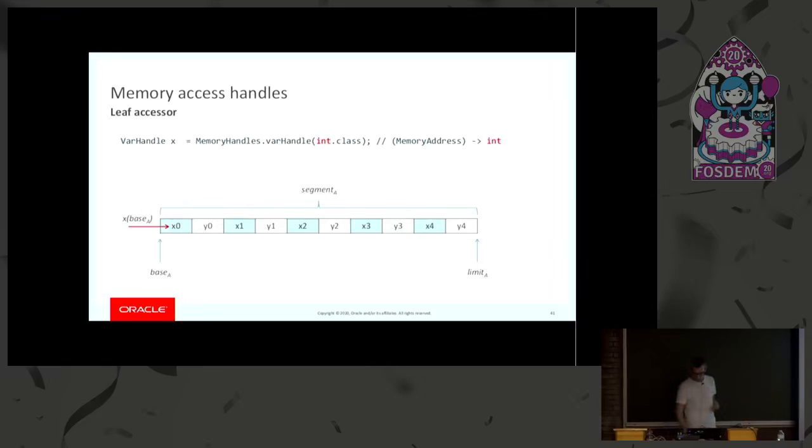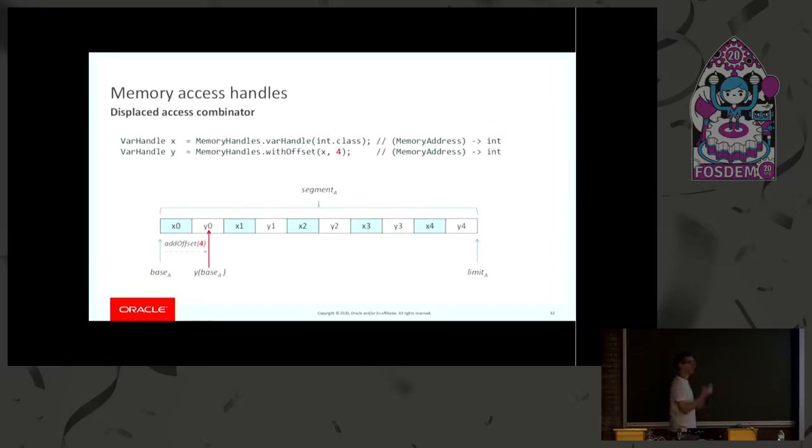Can I do more? Yes, of course. If I want, for example, to read y0 rather than x0, I can combine my previous variable with an offset. So I can essentially take the address that comes in, attach an extra offset to it, move it, and then read at the second address. And so I can read y0. If I pass the base address, I can get y0 out.